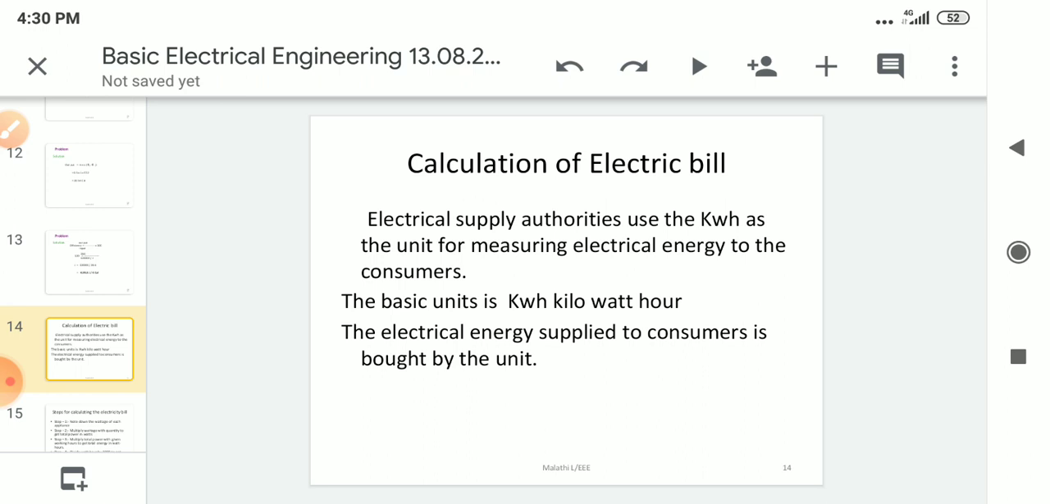How can we define this kilowatt hour? 1 kWh is the amount of energy consumed by an electrical device that is rated at 1 kW for 1 hour. The electrical energy supplied to the consumers is bought by the unit. The unit is a kilowatt hour. 1 unit is equal to 1 kilowatt hour.